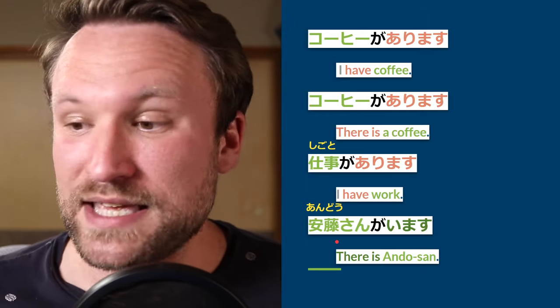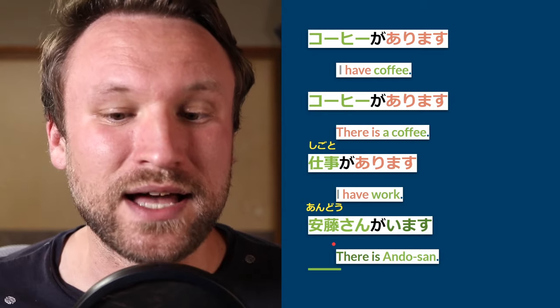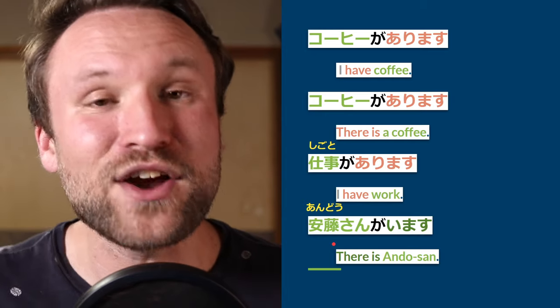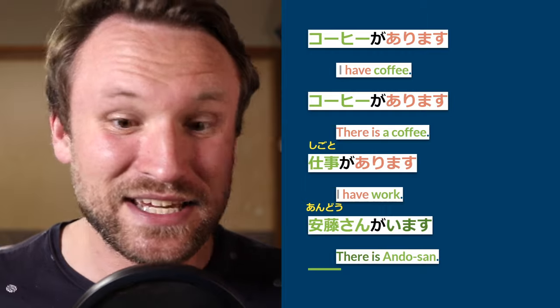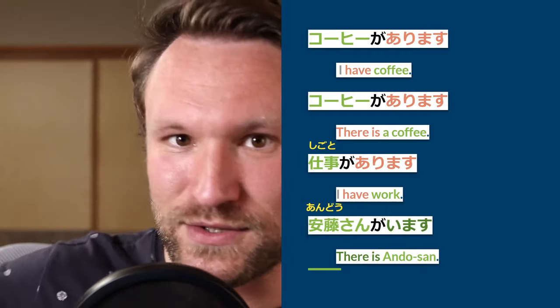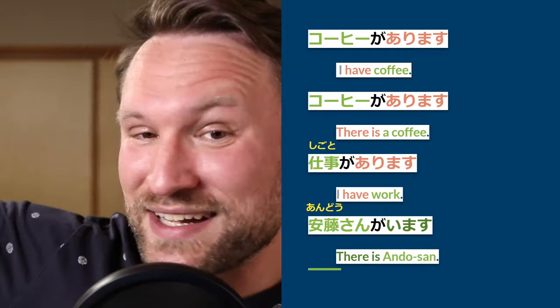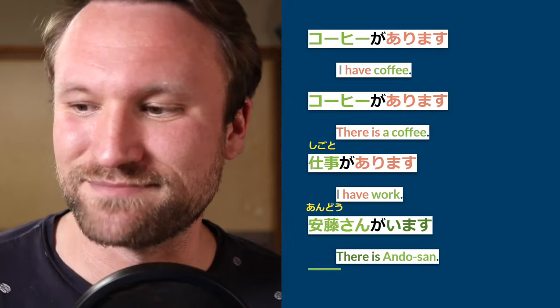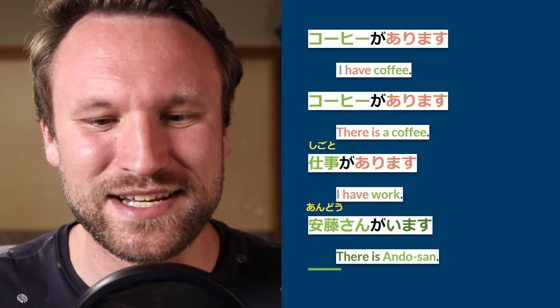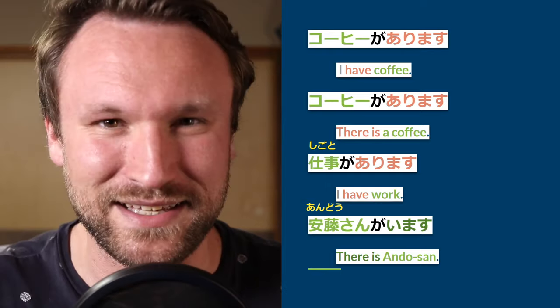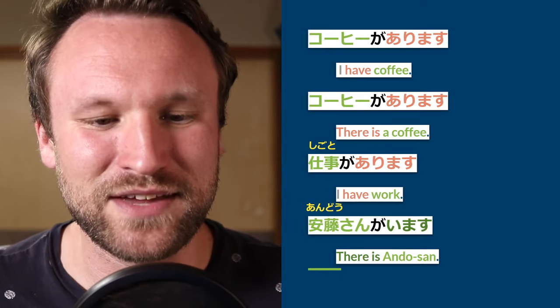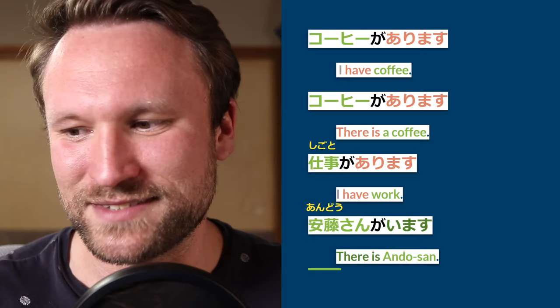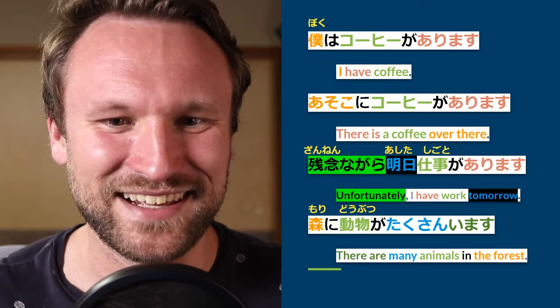The next sentence uses います. It's 安藤さんがいます. There is Ando-san, or Ando-san is here, or something like that. Like if Ando-san was over there, I'd be like, ah, 安藤さんがいます, right? And Ando-san, he exists. The literal translation for this is Ando-san exists. But you wouldn't actually think of it that way. It would be like, there's Ando-san. Ando-san, right? Nice American accent there.